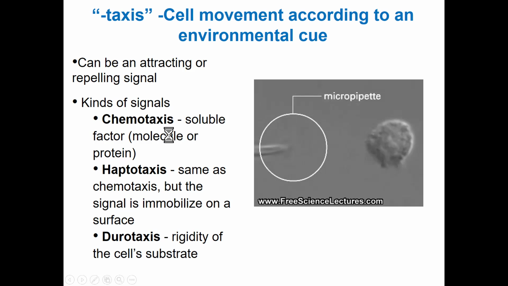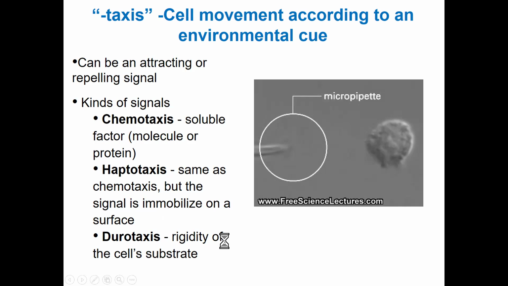Chemotaxis can be of two types. Positive chemotaxis, if the movement or taxis is toward the chemical, and it can be away from the chemical. That is, if the chemical is repelling, that is hazardous for the organism, then negative chemotaxis can be found. Another is haptotaxis, same as chemotaxis, but the signal is immobilized on a surface.